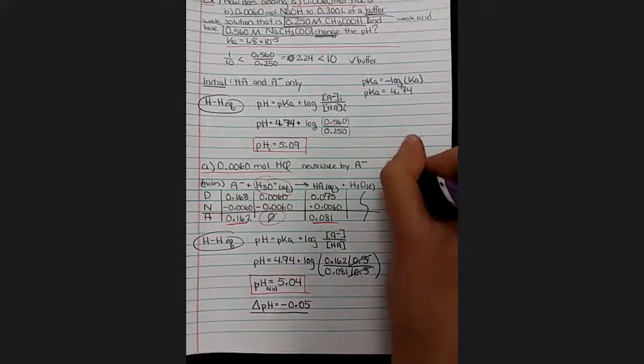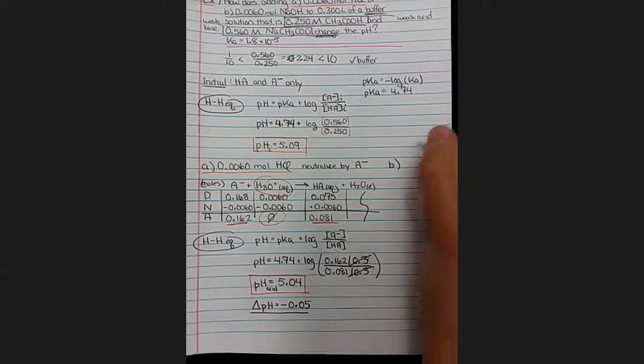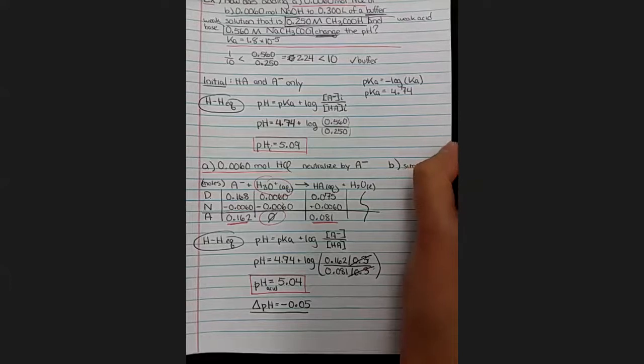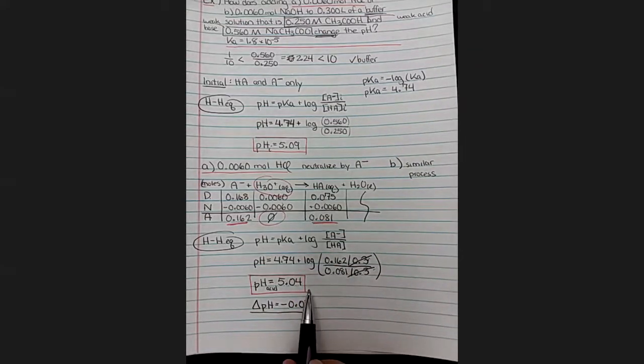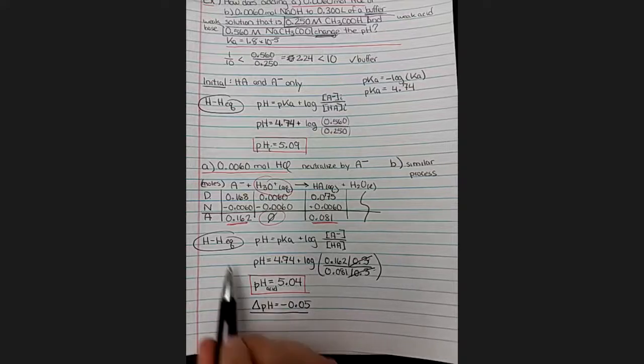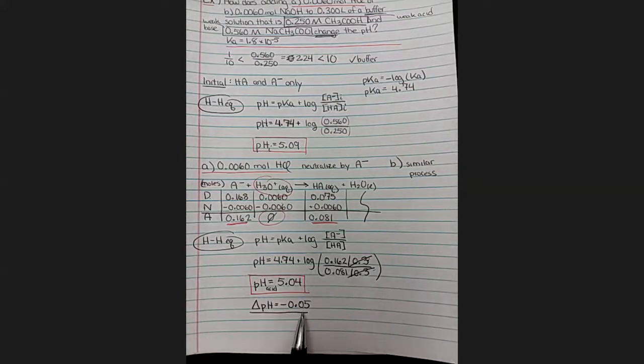Beautiful. We are not going to do part B because my hand is getting tired. But there's a similar process. You still have to do the DNA table to neutralize the strong piece, but once you get to the buffer ice table, you can use Henderson-Hasselbalch to get to the pH faster.